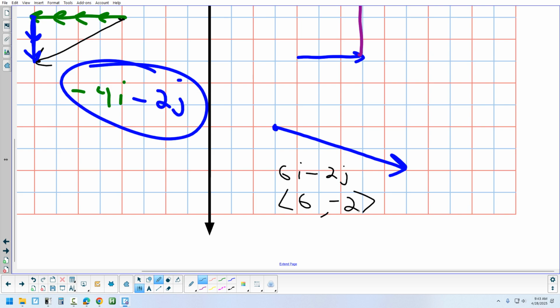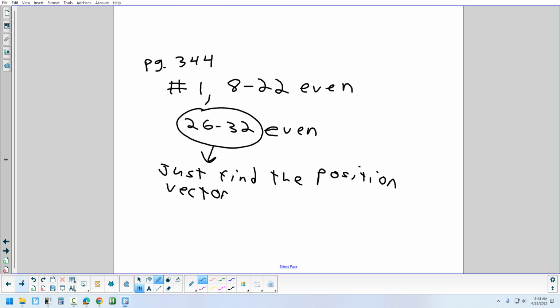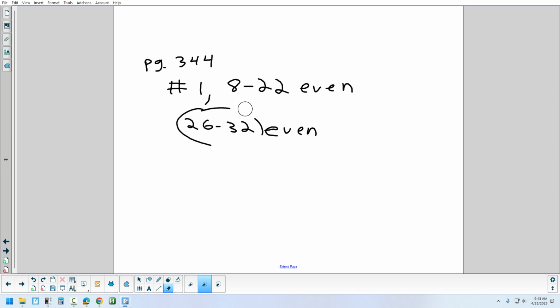All right, so that is the homework, and that covers everything we just did. So 1, 8 to 22, even, and 26 to 32, even. This last part is where they talk about the IJ notation. All right, so we'll take a look at that tomorrow. Okay, we're kind of in the middle of the second part, so we'll finish that up tomorrow, and we'll start looking at the third part as well.